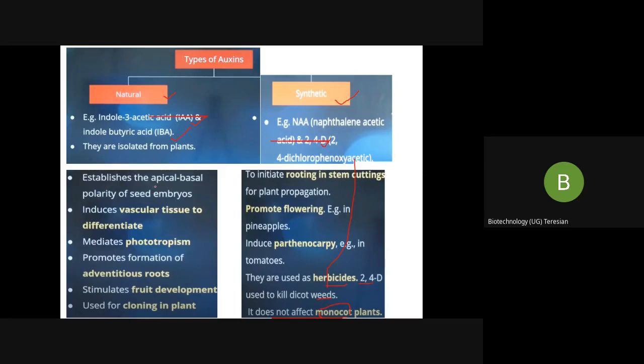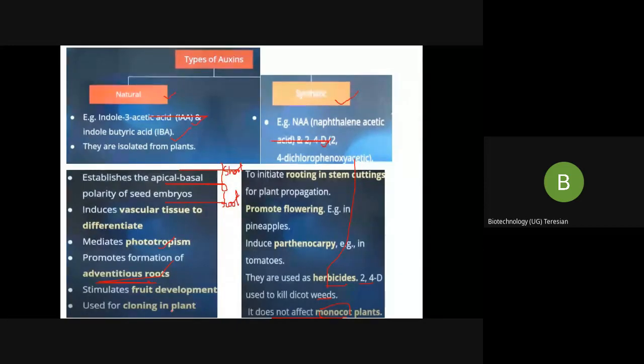So the function is that it establishes the apical-basal polarity of the seed embryo. We know that whenever there is a seed, it has a polarity to develop into a shoot, and it is bipolar to develop into root. It induces vascular tissue differentiation. It mediates phototropism, very important. Promotes the formation of adventitious roots. This is also important. Stimulates fruit development, and it is used for cloning in plant tissue culture.